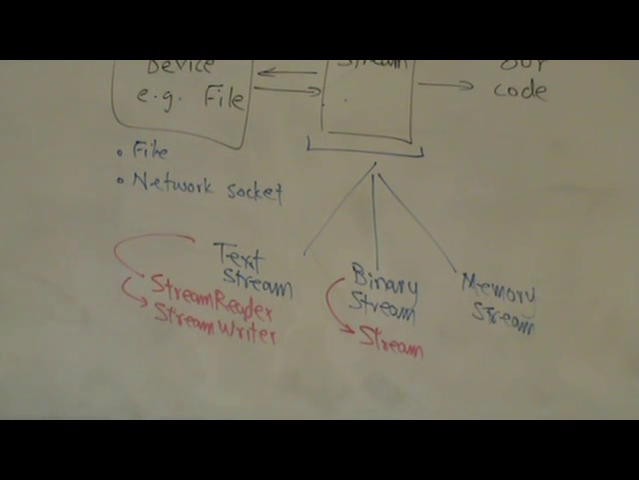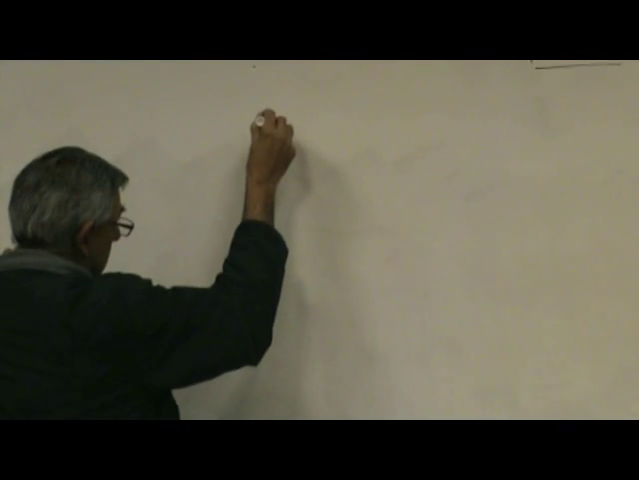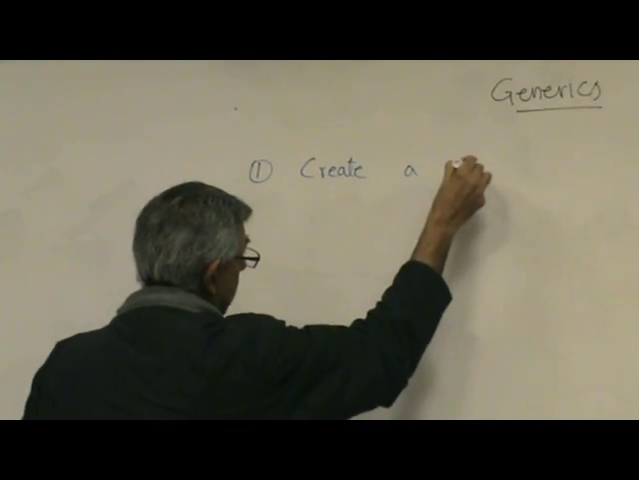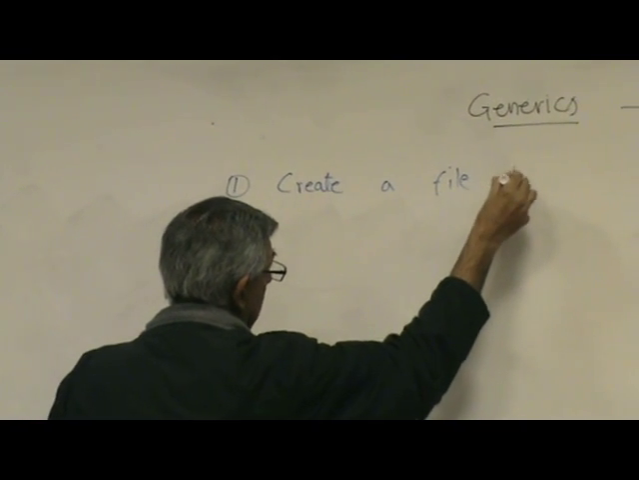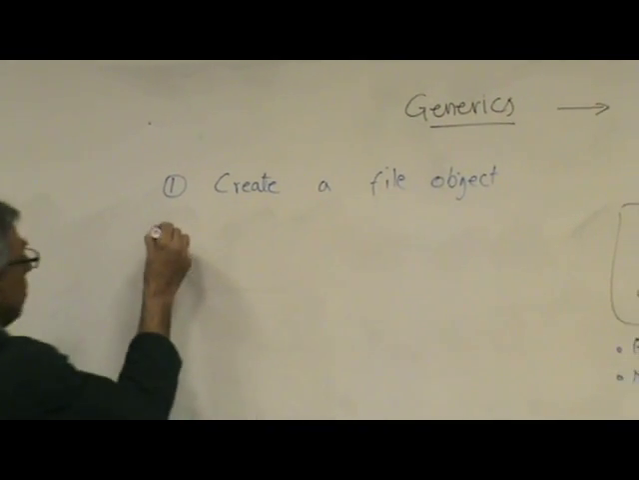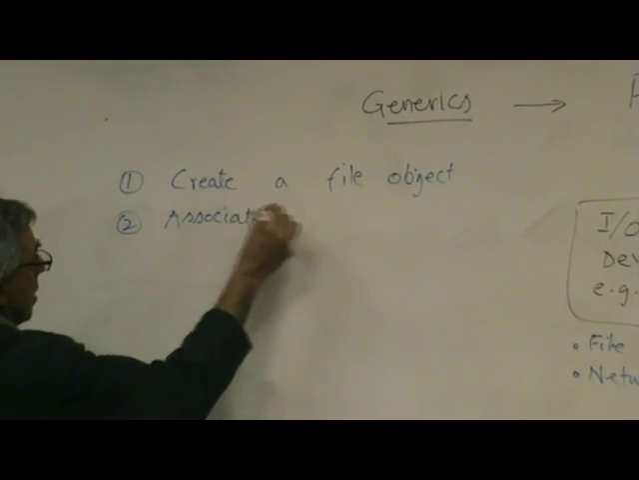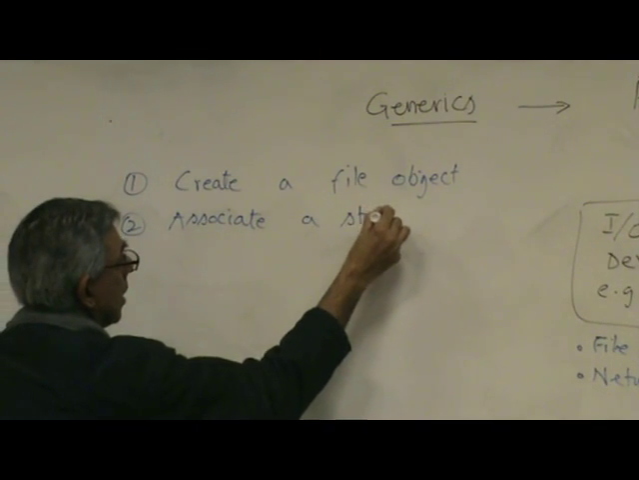Our typical procedure for reading and writing to a file goes like this. Number one, create a file object. In plain English, associate a stream with it.